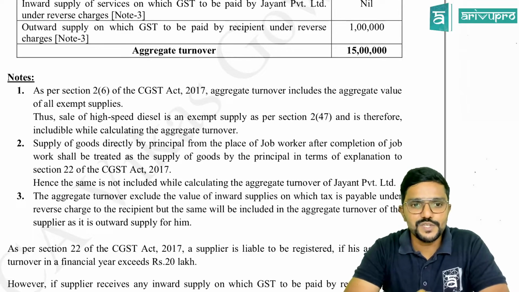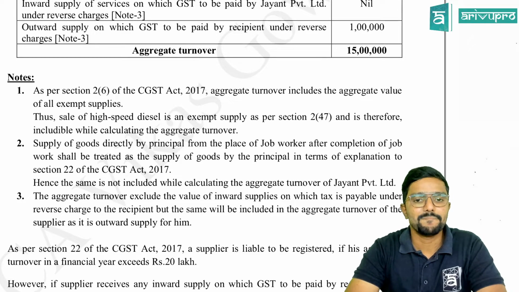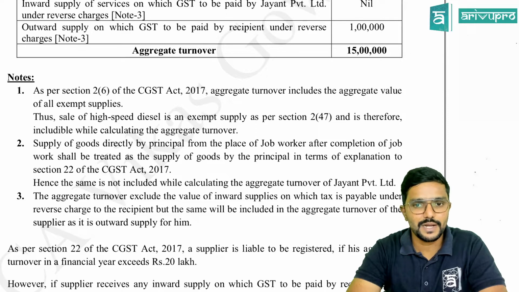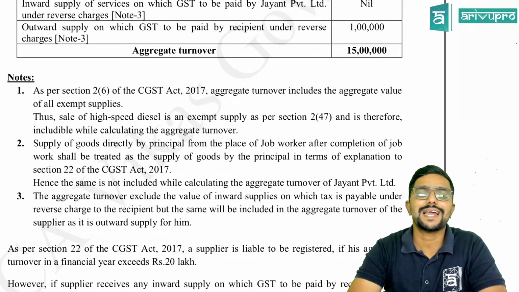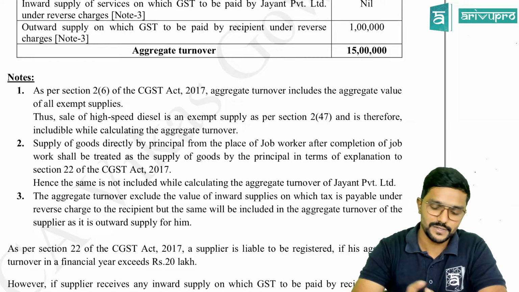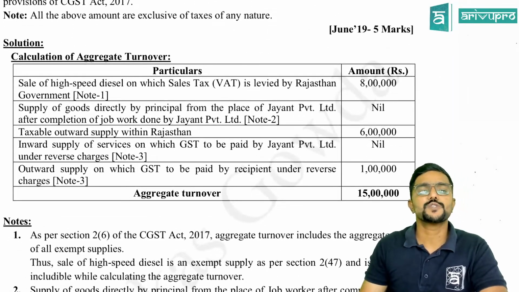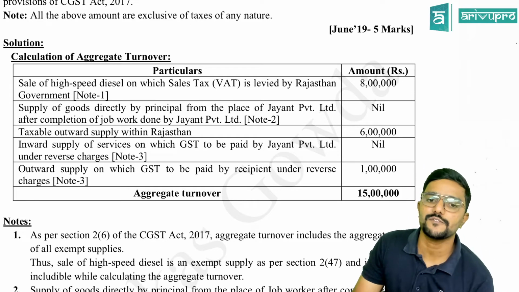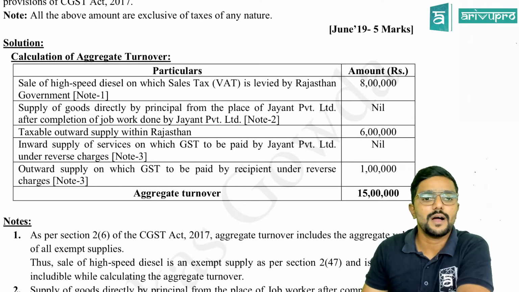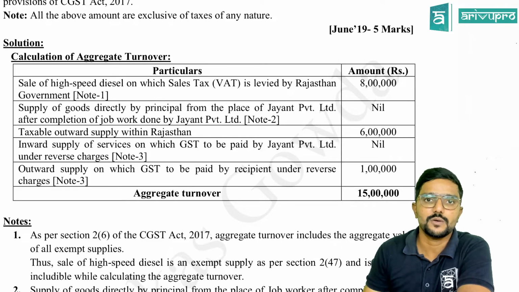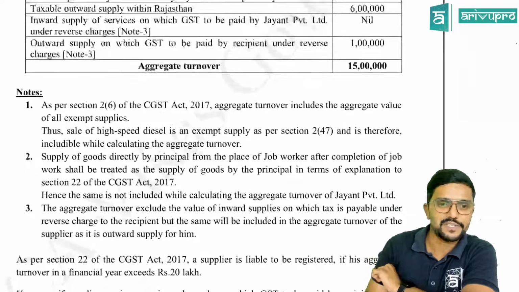As per section 2(6) of CGST Act 2017, aggregate turnover includes the aggregate value of all the exempt supply. Thus, sale of high-speed diesel is an exempt supply as per section 2(47) and is therefore includable while calculating the aggregate turnover, guys. Fine. Next, supply of goods directly by the principal from the place of Giant Private Limited after completion of job work done by Giant Private Limited. It should not be included in the turnover of Giant Private Limited as per the explanation.